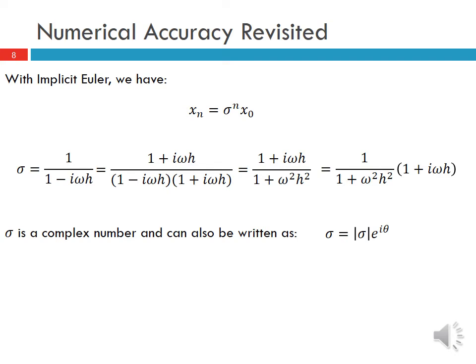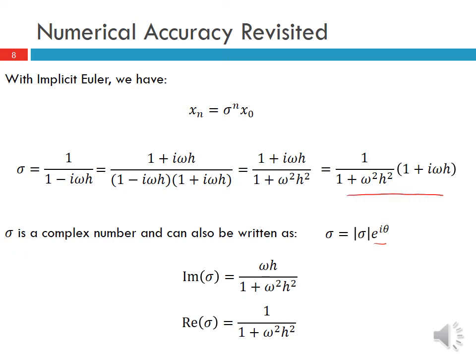So sigma is a complex number, so we know that it can also be written as a product of its magnitude and this phase factor. So sigma can be equal to the modulus of sigma times e to the i theta. And with this expression for sigma, we can see from here that the imaginary part is omega h over 1 plus omega squared h squared, and the real part is 1 over 1 plus omega squared h squared.